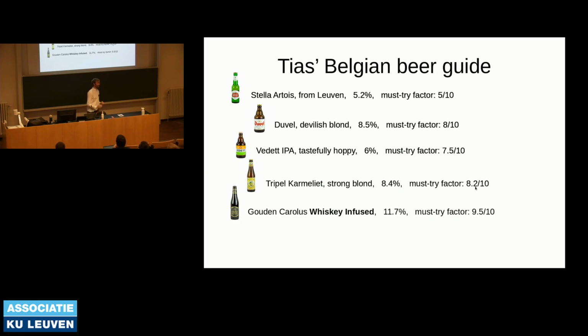And then there's one that is insane. Okay, so what they did was they took a delicious beer, namely Gouden Carolus, and then they added whiskey. Okay, so it's a whiskey-infused beer. It's fantastic. 11.7%. Okay, be warned. But if you find it, once I was in a bar in Leuven and they had it on tap, which is a horrible idea, but also, so if you can try it, you should.